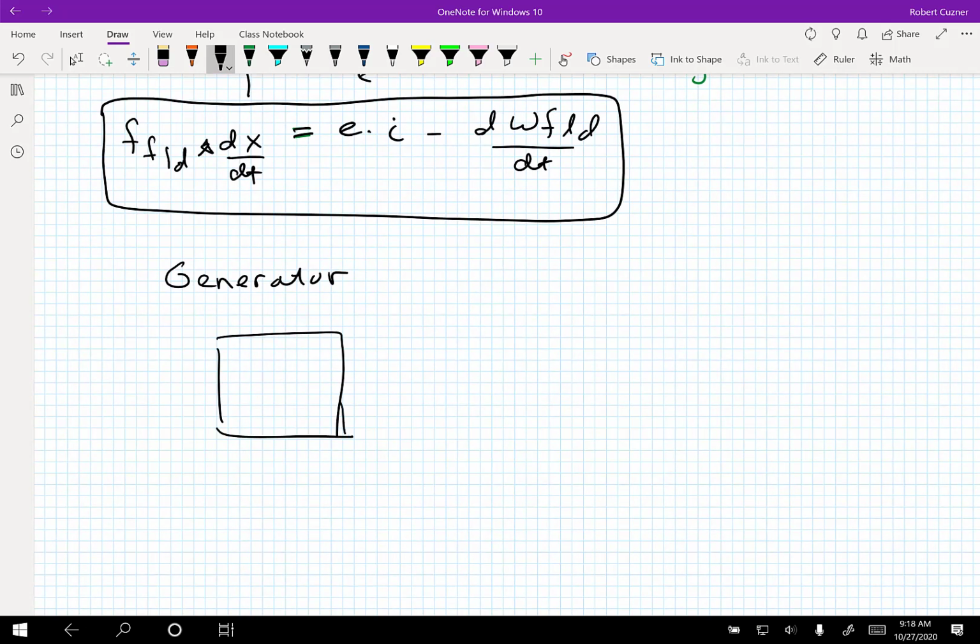We could have a linear generator, in which case we would put into that generator a force, and there would be an associated movement, change in position. And then as a result, we would get a current out and a flux.